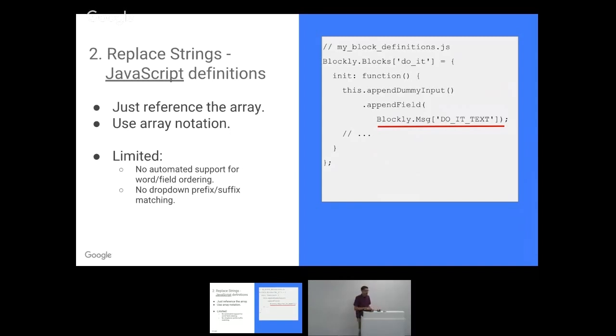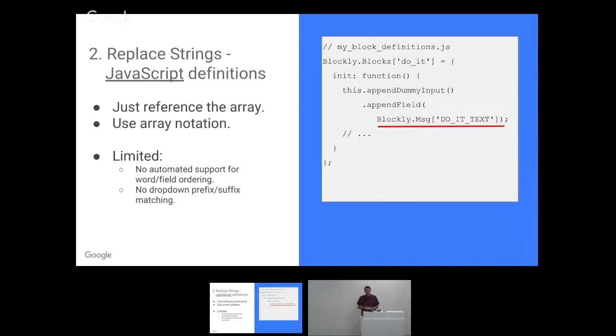Now, since we have two different block definitions, I first wanted to very quickly describe what's going on in the JavaScript-based definitions. And this is very, very simple. We are just referencing directly into the array. So we're going to append the field that is Blockly.Msg.DOIT_TEXT, as DOIT_TEXT is the key that we used when we extracted the string. When we're using this direct reference, we don't have any automated support for word or field ordering, and there's no drop-down field support for prefix and suffix matching, which I'll explain in just a few minutes.